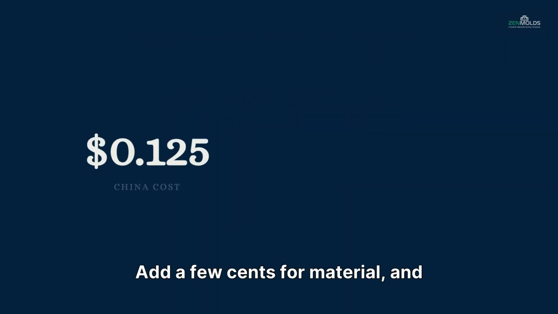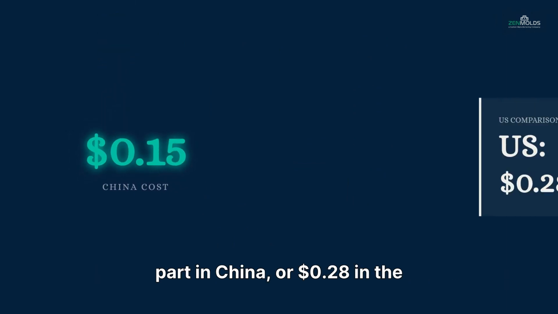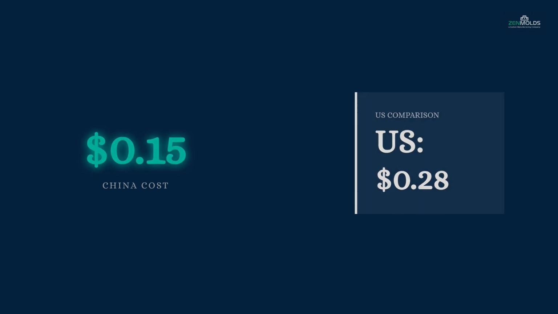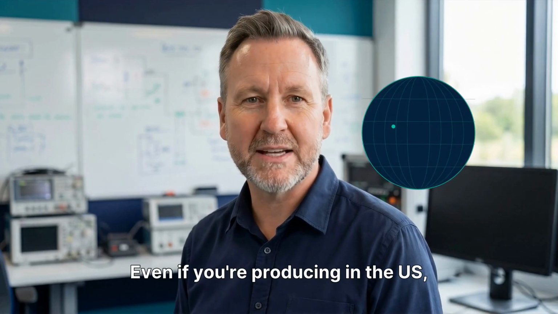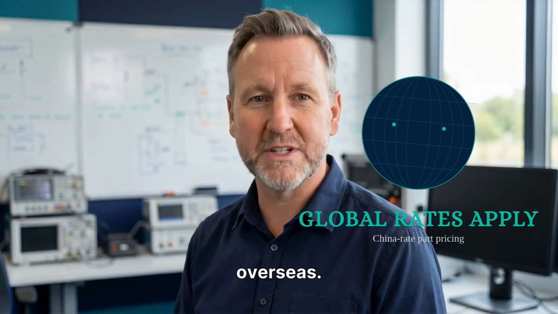Add a few cents for material, and your reasonable cost lands near 15 cents per part in China, or 28 cents in the US. Even if you're producing in the US, you should expect China rate part pricing if your mold is being built and run overseas.